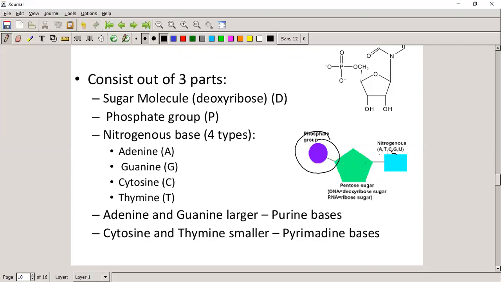Okay. Now, very important as well, the nitrogenous bases. Adenine and guanine are larger; we call them purine bases. Cytosine and thymine are smaller; we call them pyrimidine bases. And of course, cytosine connects to guanine, and guanine to cytosine. Adenine connects to thymine, and thymine connects to adenine. So you've got a short molecule connecting with a longer molecule.